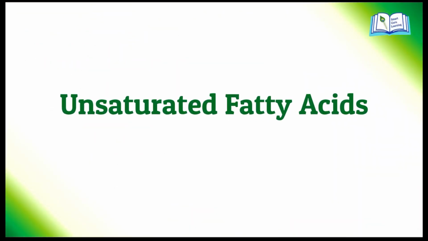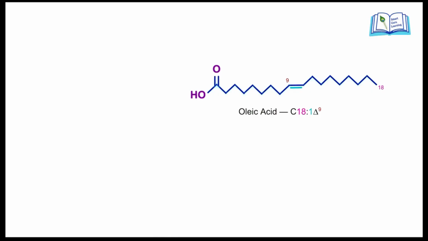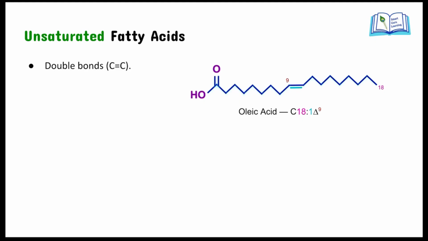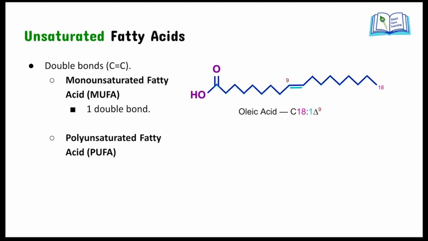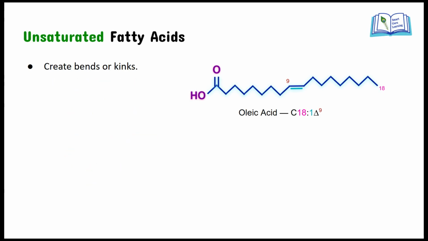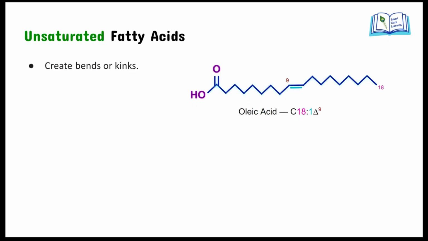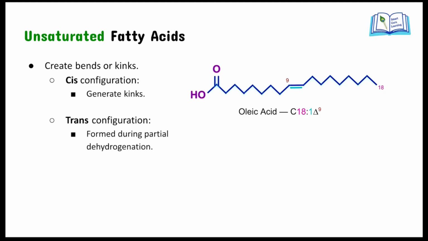Now, let us take a look at the unsaturated fatty acids. Unsaturated fatty acids have one or more double bonds. Monounsaturated fatty acids have one double bond in the hydrocarbon chain, while the polyunsaturated fatty acids have more than one double bond. The double bonds generate kinks or bends, which increases membrane fluidity and hence it is usually liquid at room temperature. The cis configuration of unsaturated fatty acids generate bends or kinks, while the trans configuration of unsaturated fatty acids is formed through partial dehydrogenation.